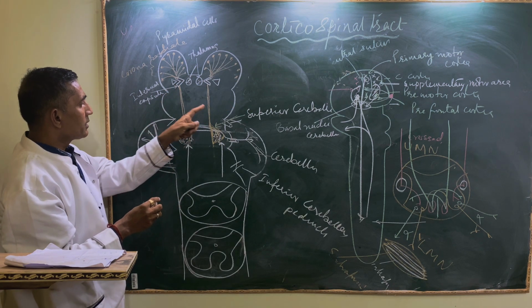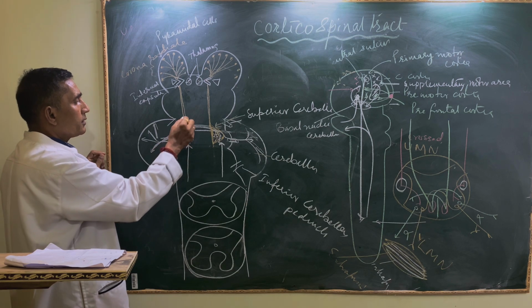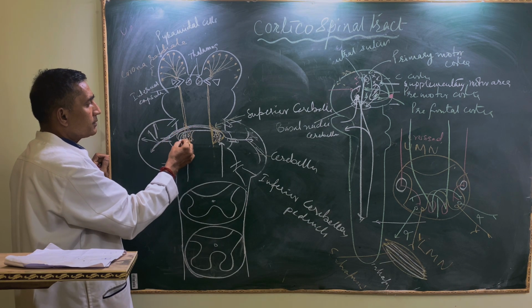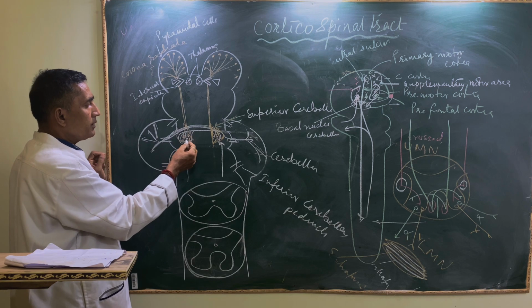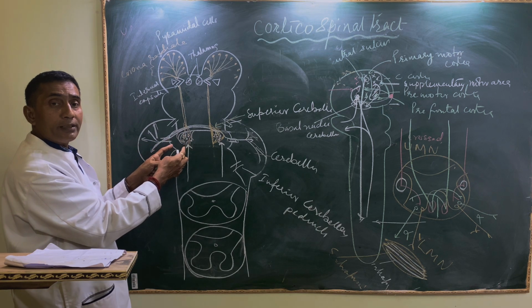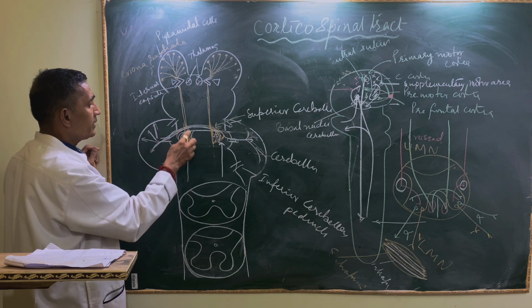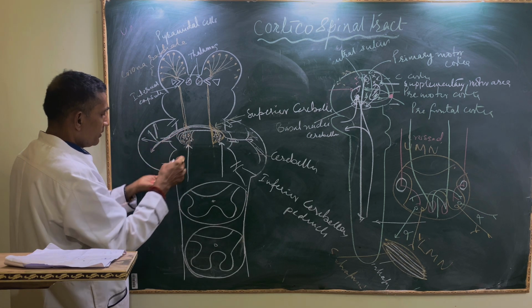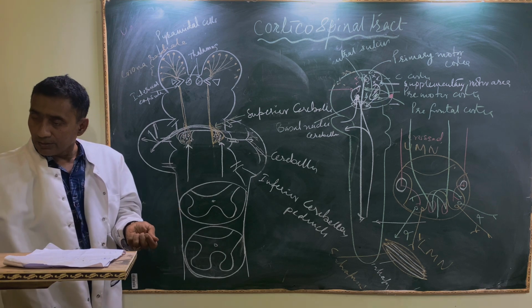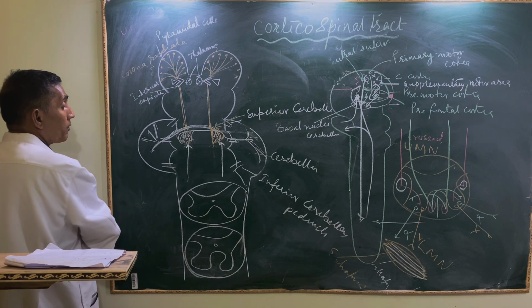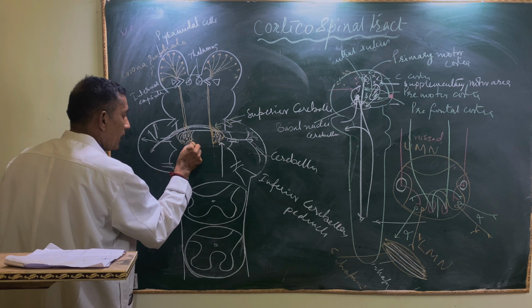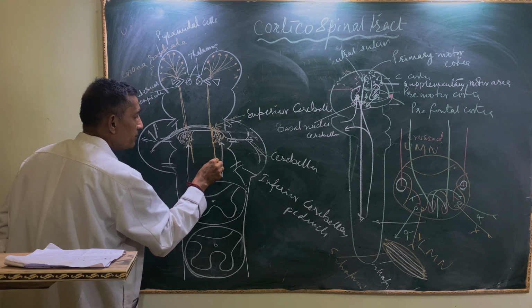So this bundle is coming down, and here the fiber has a link with the pontine nuclei, and the arrangement is a scattered type of arrangement, and then again these fibers are condensed.